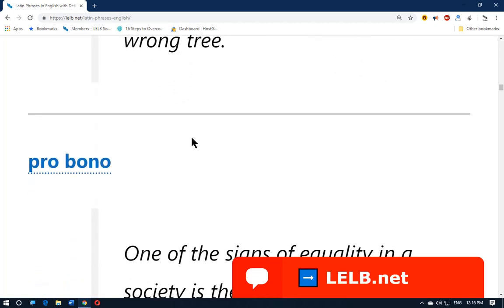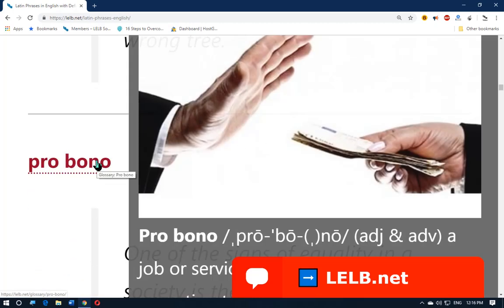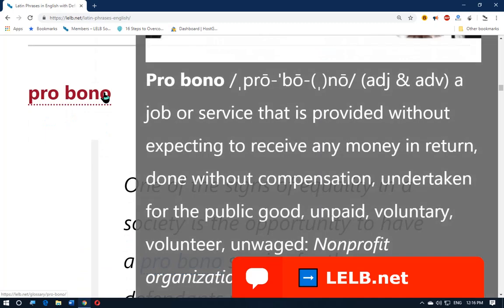Okay, so the next Latin phrase, pro bono. Pro bono means to do something without asking for money in return. It means actually a job or service that is provided without expecting to receive any money in return, done without compensation, undertaken for the public good, unpaid, voluntary, volunteer, unwaged.